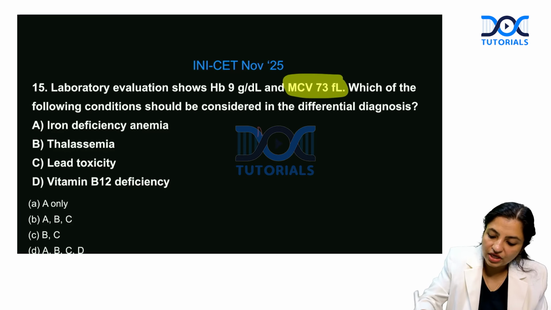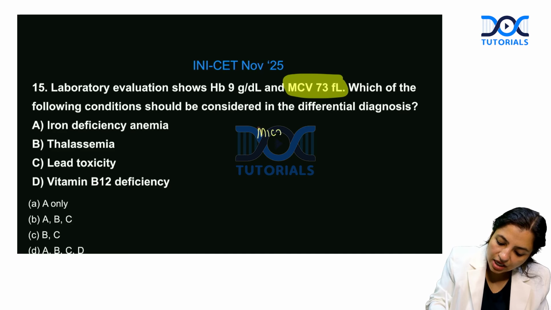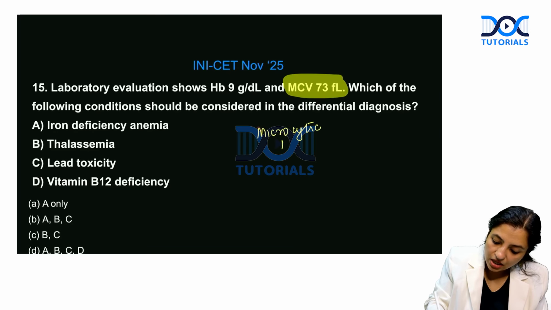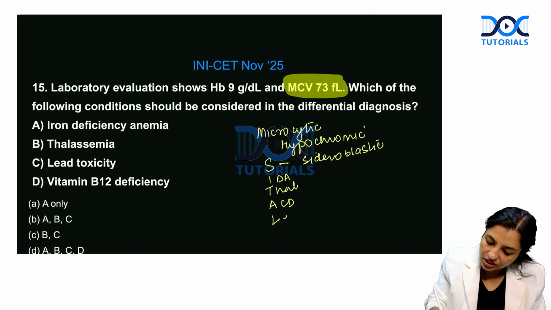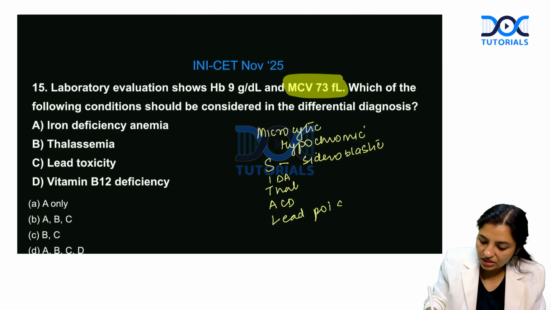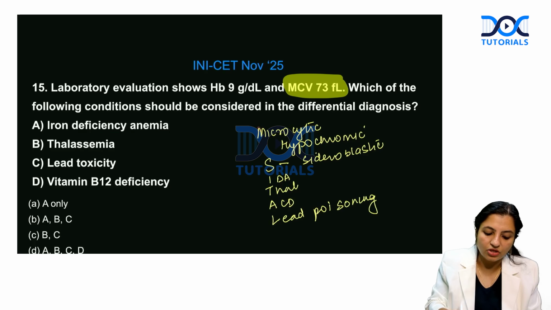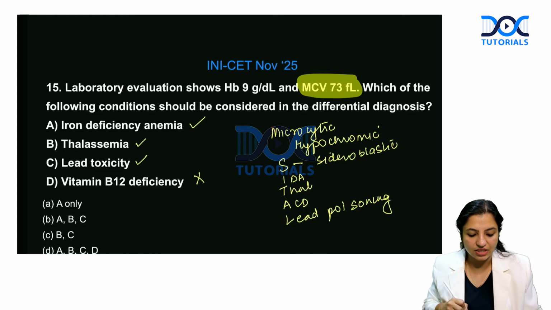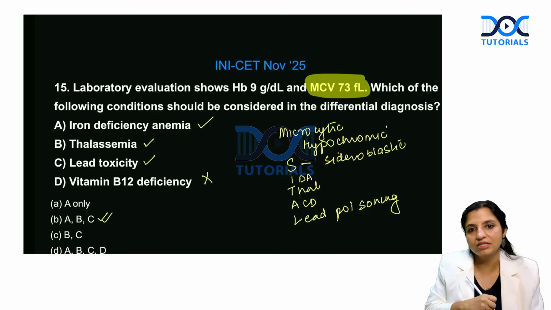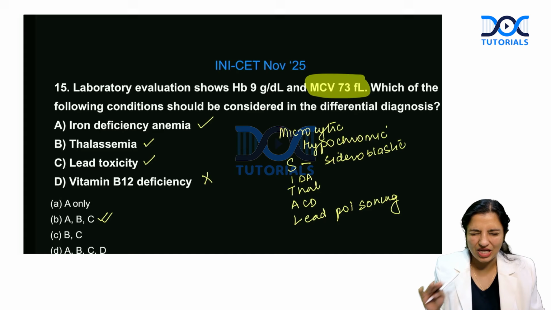All of you know that whenever I'm talking about microcytic hypochromic anemia, the code is very simple: Sideroblastic anemia, iron deficiency anemia, thalassemia, anemia of chronic disease, and lead poisoning. These are the causes of microcytic hypochromic anemia. Now you just know it. Iron deficiency, thalassemia, lead poisoning; vitamin B12 deficiency does not occur. So the answer is A, B, and C. That's typical easy microcytic hypochromic anemia.